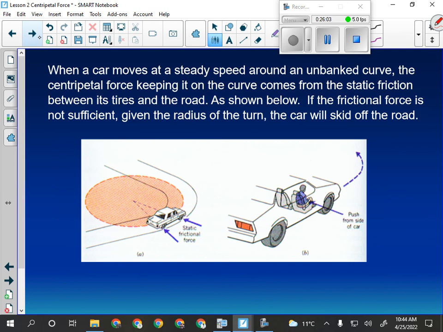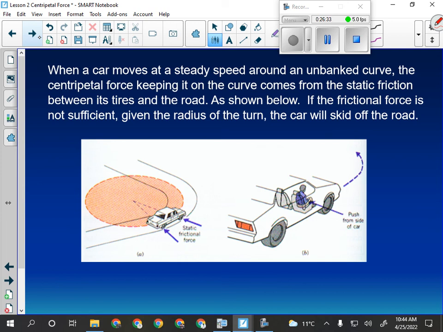So, in an unbanked curve, okay, we're relying on static friction, not kinetic, okay, because static is bigger and better, okay, for traction. All right, so we rely on static frictional force to round a corner. If we're relying on kinetic friction, what are we doing on that corner? Skidding or drifting. Okay? If you drift a corner, you still go in a circle.